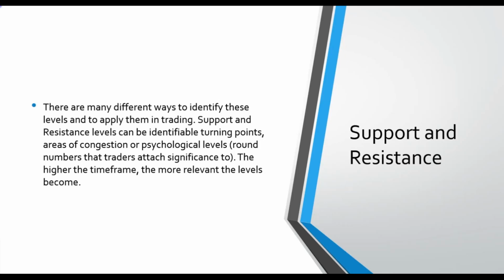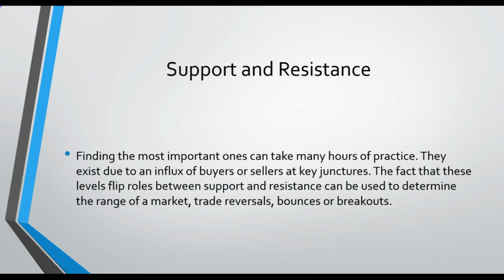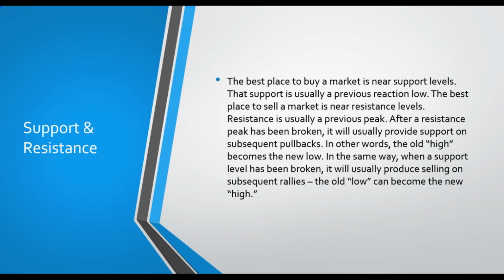There are many ways to identify these levels and to apply them in trading. Support and resistance levels can be identified as turning points or areas of congestion or psychological levels. The higher the time frame, the more relevant the levels. Finding the most important ones may take many hours of practice. They exist due to an influx of buyers and sellers at key junctures. The fact that these levels slip roles between support and resistance can be used to determine the range of market trade reversals, bounces, and breakouts.